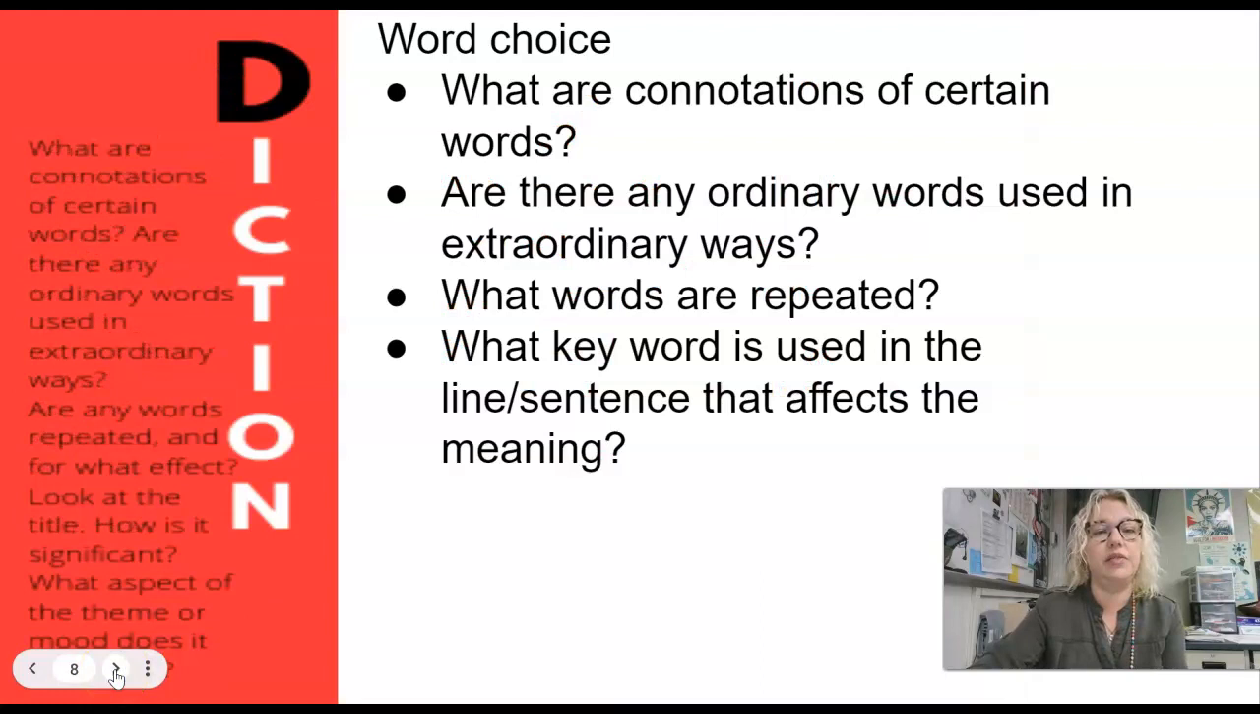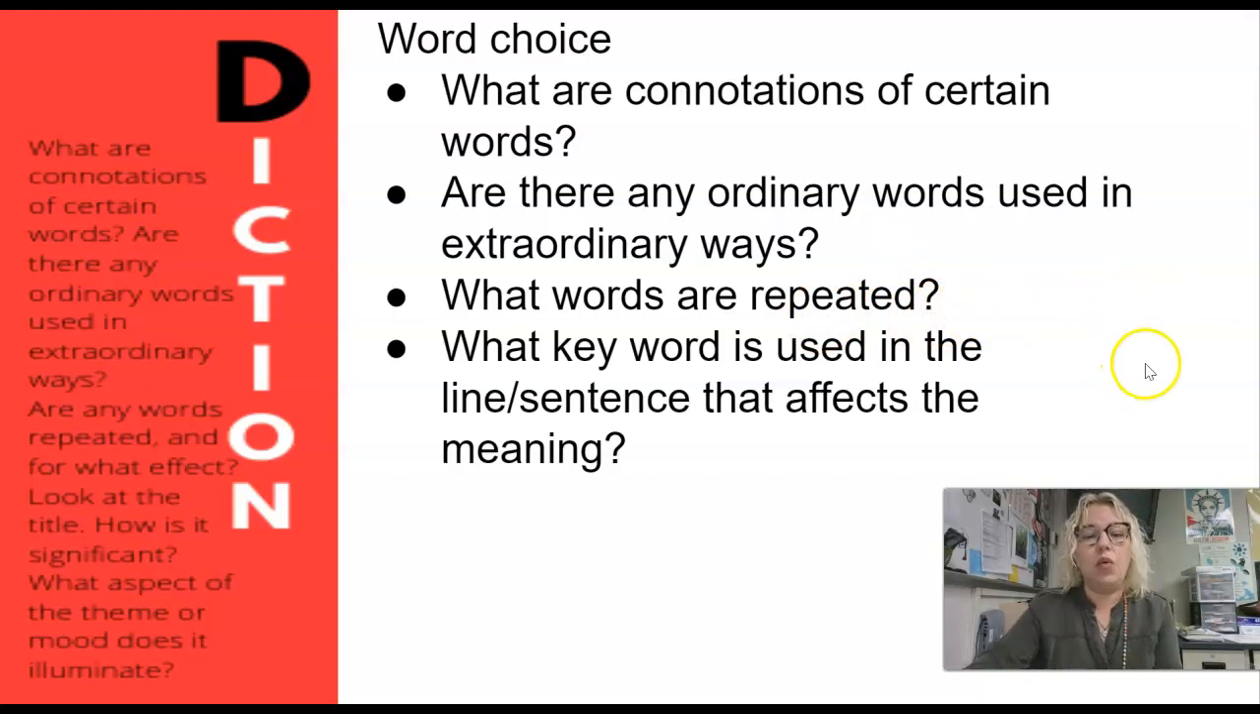Here we go. Diction is word choice. So ask these questions when you're analyzing diction. What are the connotations of certain words? Are there any ordinary words used in extraordinary ways? What words are repeated in the particular line or lines you're looking at? Or what key word is used in the line or sentence that affects the larger meaning?